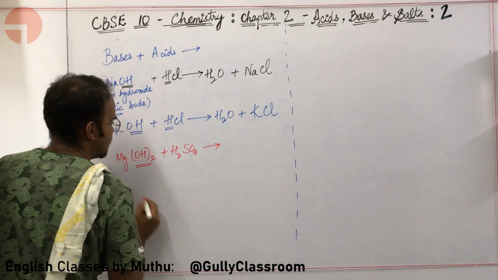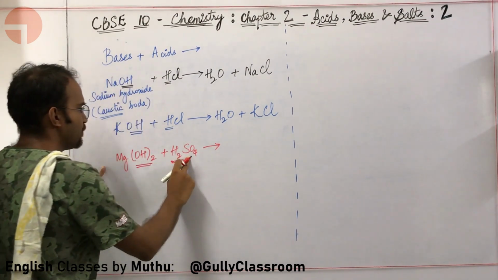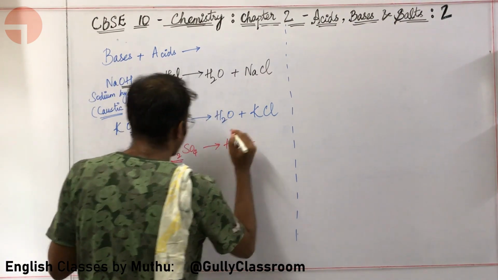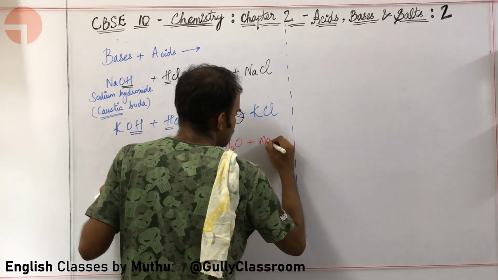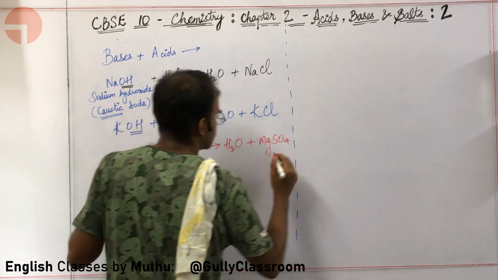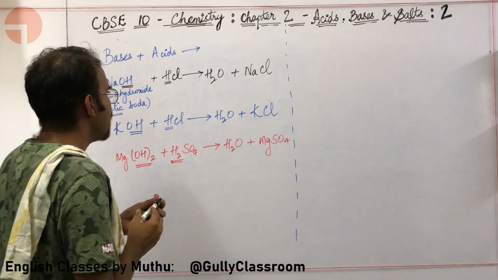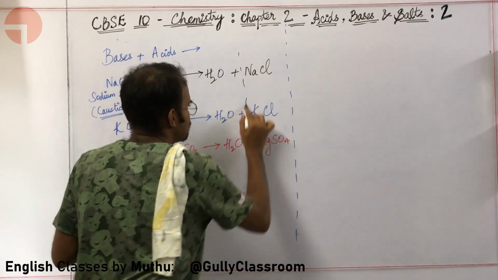Here you have OH, the hydroxide ion from the base, and the hydrogen ion from the acid, combine with each other to form H2O, or water. The salt they form is MgSO4. Okay, let us do a very small analysis of these salts.